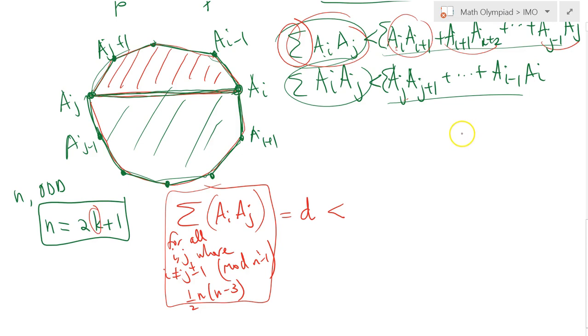Let me give you a quick example. Let's start with an easy case, and then I'll give you a harder case. Consider a convex pentagon, not necessarily regular. For that pentagon, n is equal to 5, meaning k is simply equal to 2.